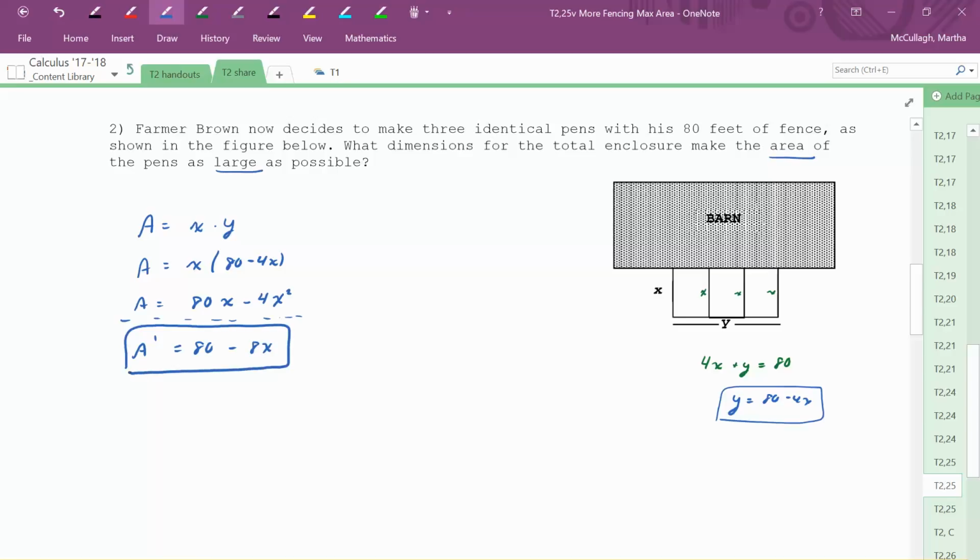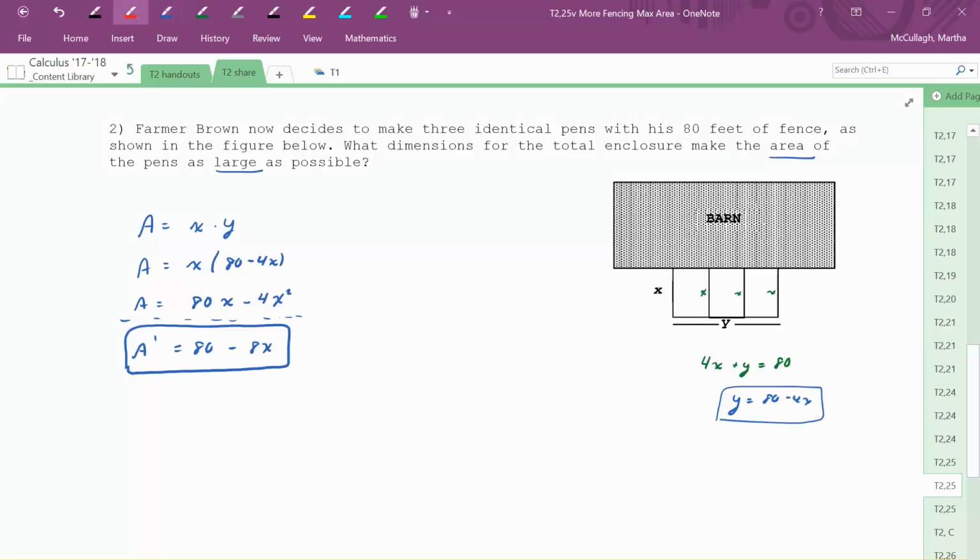I always put a box around these because that's the equation I'm going to be using for my sign chart, and I want to be able to find it. So it's just helpful that if I've got a whole lot of work to support an answer, I want to know where the answer is when I want to come back and use that.